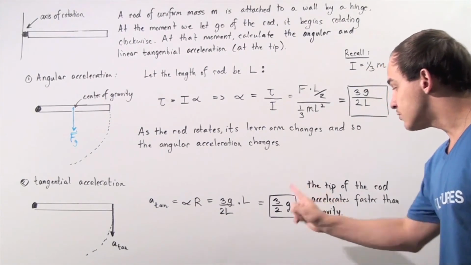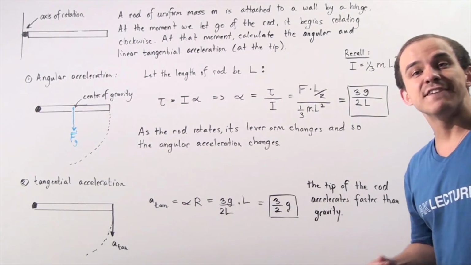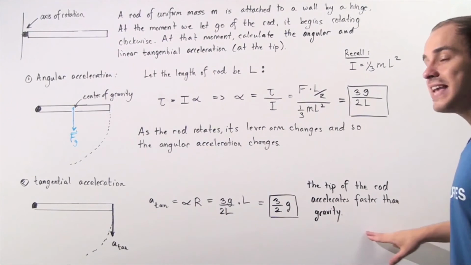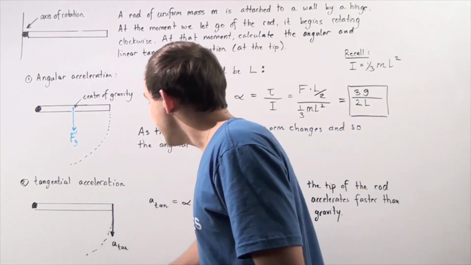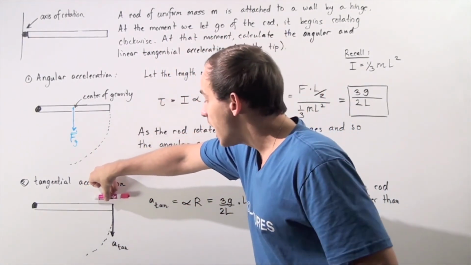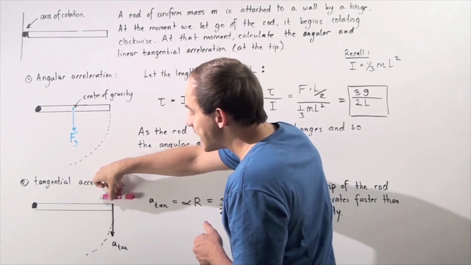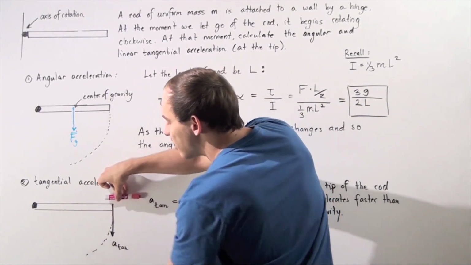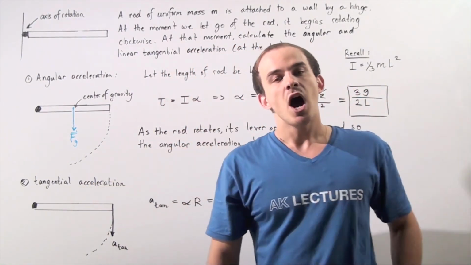Now notice a very interesting point. The tip of the rod accelerates 1.5 times faster than the gravitational acceleration. What that means is, if I take this marker and place it on top of my rod, and I let go of the rod and the marker at the same exact time, the marker will be left at the top, because the rod will accelerate 1.5 times faster than the object on the tip of that rod.